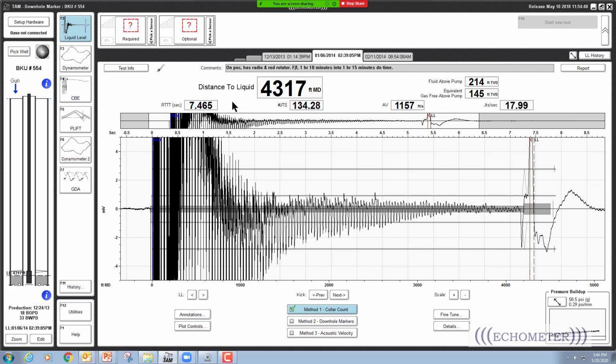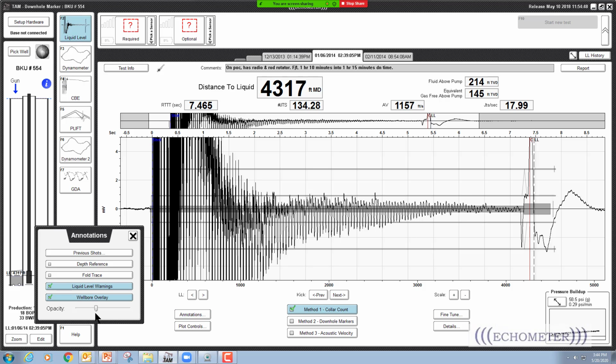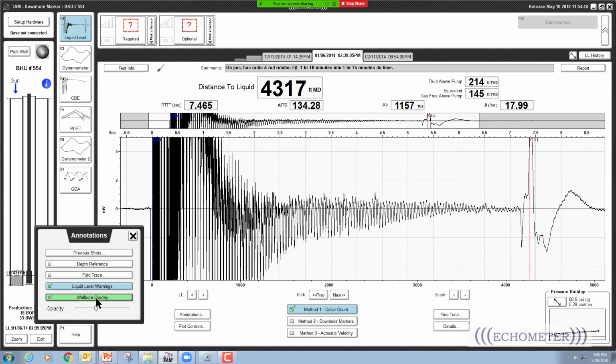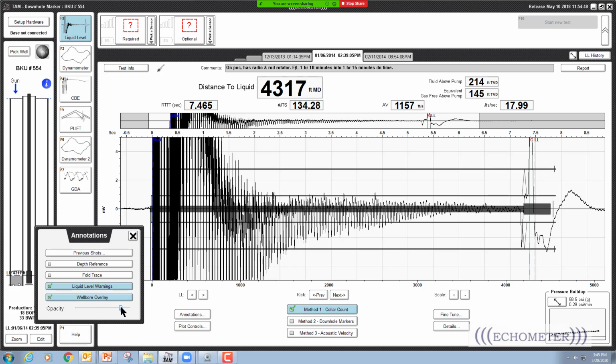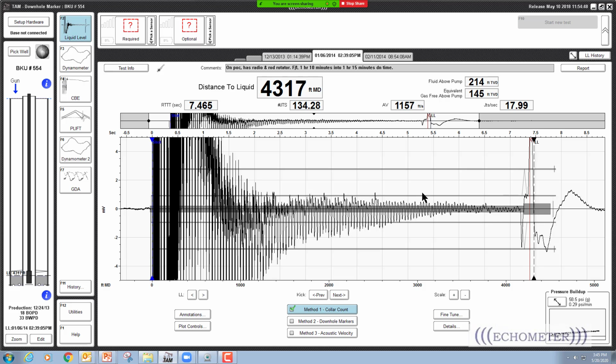The test that we want to look at is this test right here. And if you look at this acoustic trace, you can see the Wellbore overlay in the background. Now the Wellbore overlay, if you go to annotations, you can make it darker. It's selected. You turn it off or on, and you can make it darker or lighter. So we usually leave it somewhere in the middle here, so you can still see the acoustic trace and the Wellbore. So you can see the tubing anchor marked on here, and you can see perforation marked.